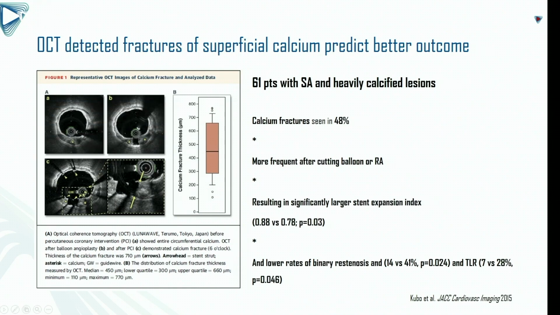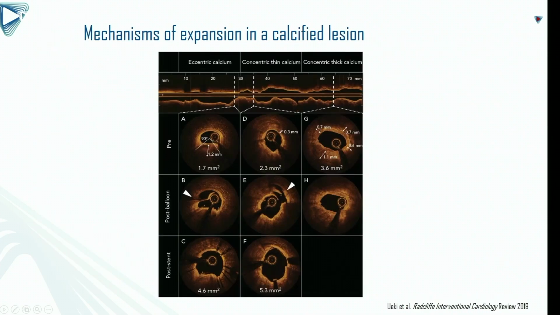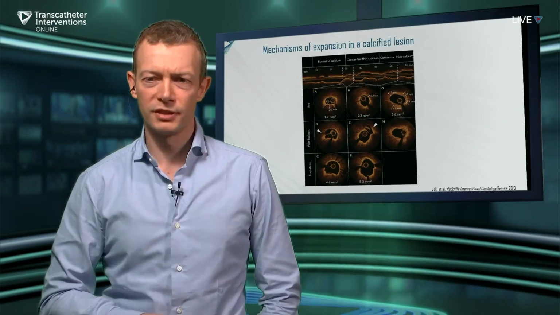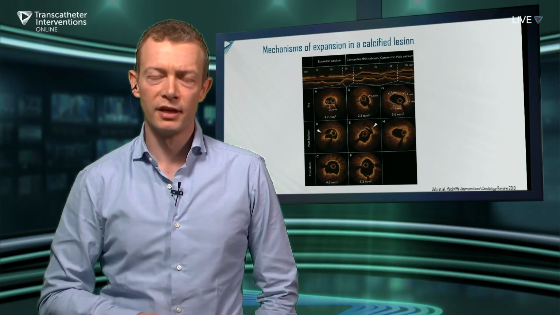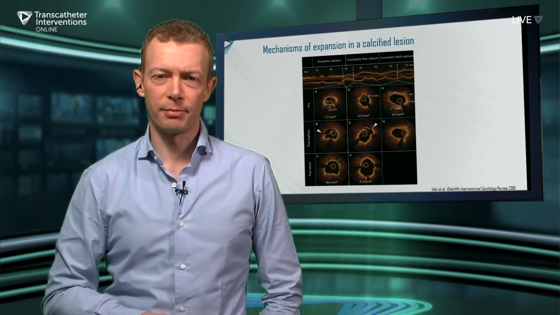So if you do see cracks and if you do see fractures, you will end up with larger stent expansion indices and, very importantly, lower rates of binary restenosis and TLR up to 1 year. This is a very nice overview of imaging in calcium published by the group of Lawrence Reiber from Bern in the Radcliffe Cardiology Journal last year, showing you the mechanisms of stent expansion.